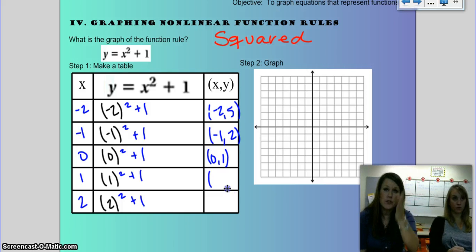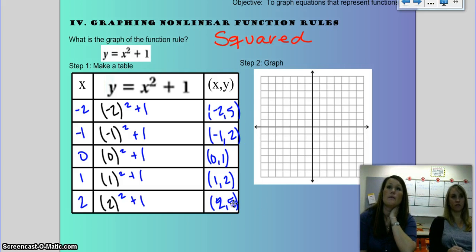And again, the first number is coming from our x column there. Next one, 1 times 1 is 1, plus 1 is 2. Then we have 2 times 2 is 4, plus 1 is 5. So 2, 5. Those are very similar. So let's plot these. So -2, 5. Start at the origin, left 2, up 5. Okay, -1, 2. That's a little different. Then 0, 1. Then 1, 2. And then 2, 5. Over 2, up 5.